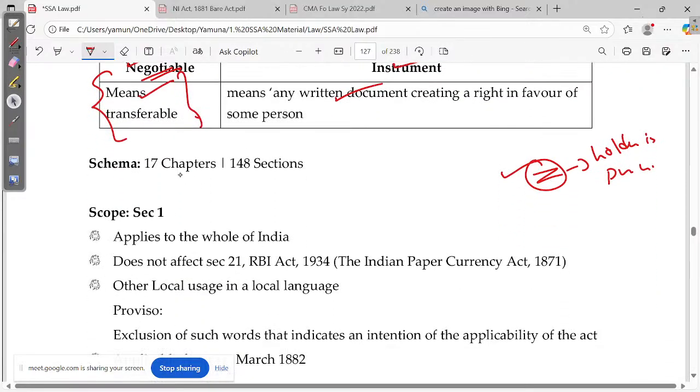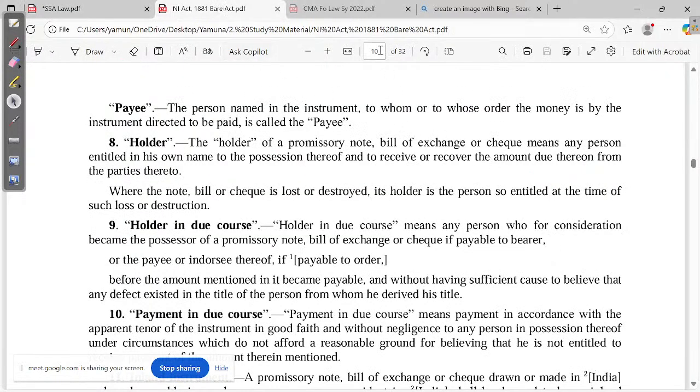So the schema of the Act: how many chapters do we have? 17 chapters. And how many sections? 148 sections. The first section always discusses the scope of the Act: extent, title. Probably I have the Bare Act with me here.